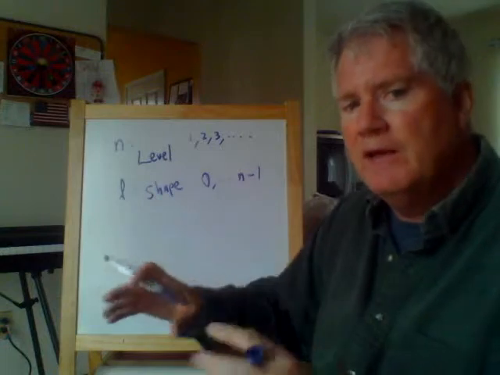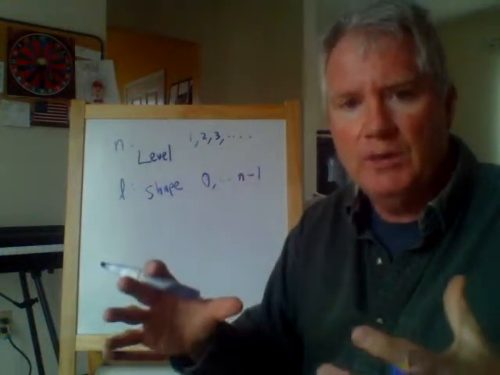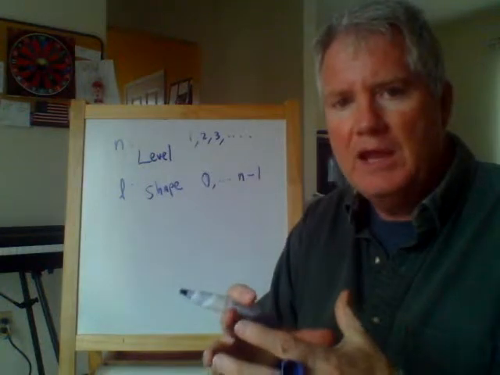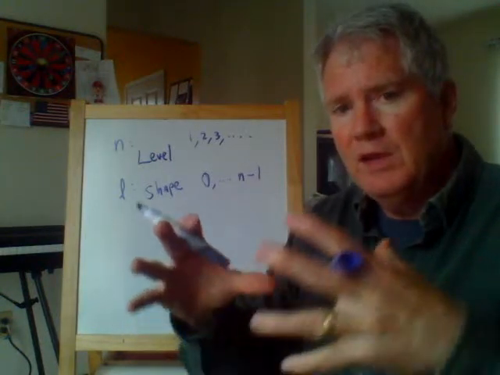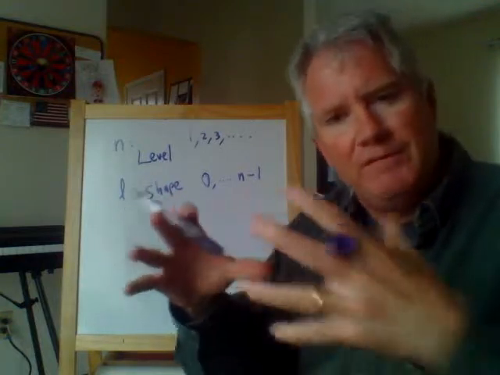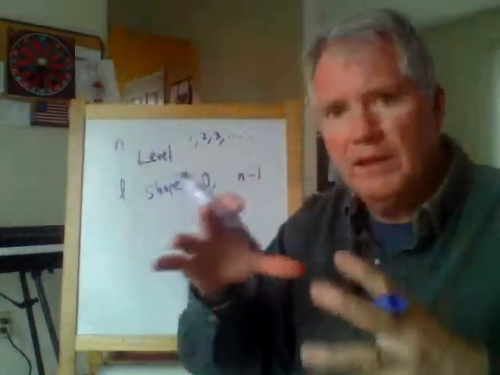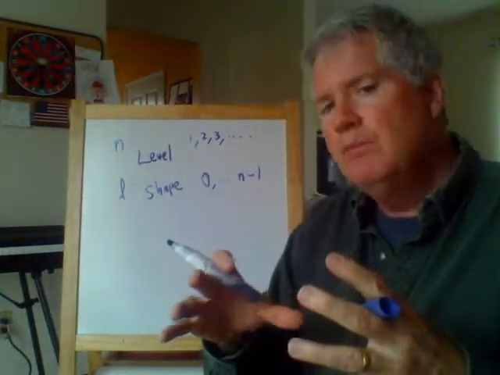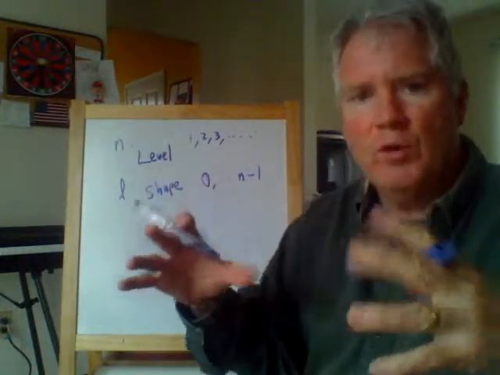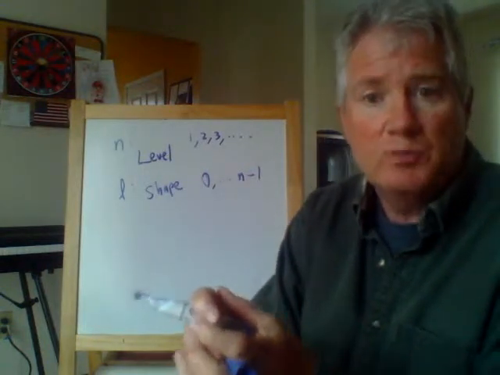So l can have more types of shapes as n gets bigger. As the size of the wave, or the size of the level of the electron's movement, gets further away from the nucleus, it takes on more shapes. As it gets closer to the nucleus, it only takes on a small number of shapes.